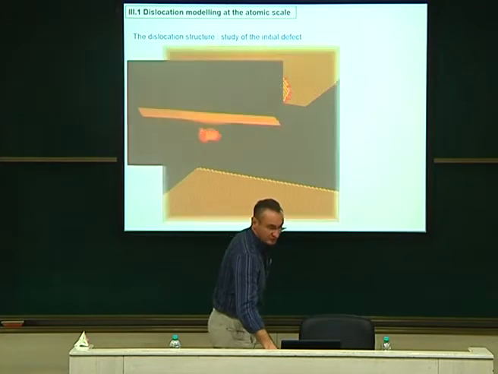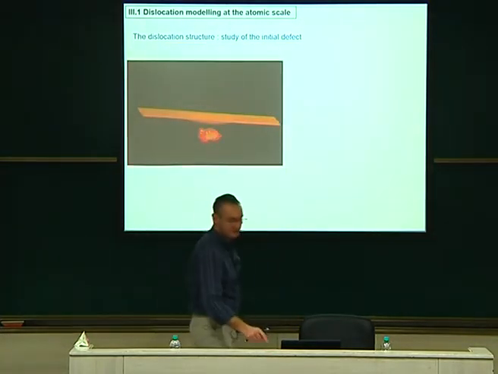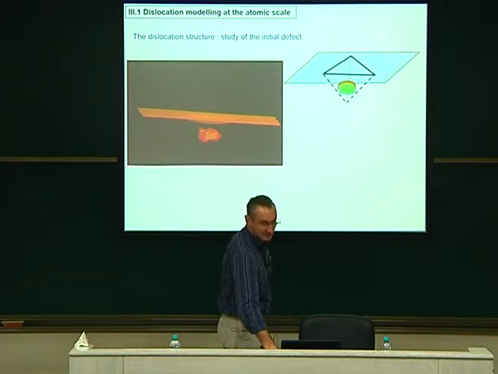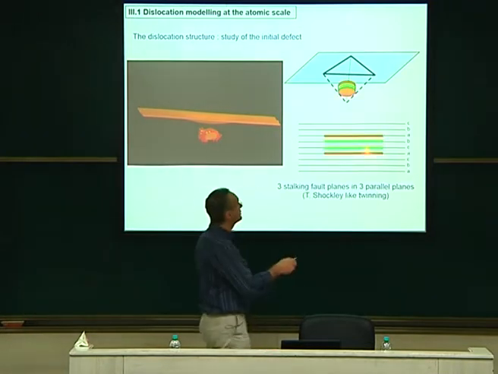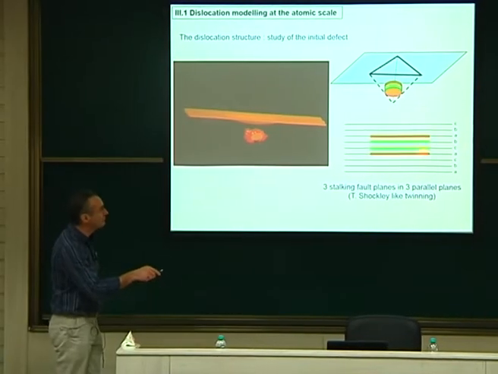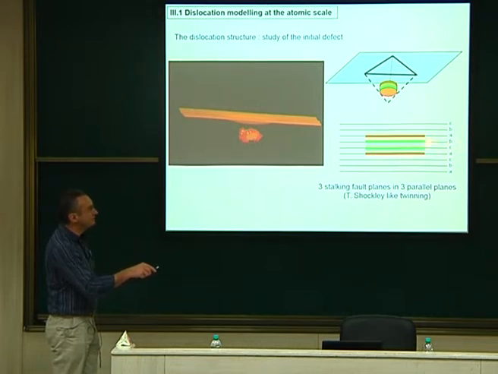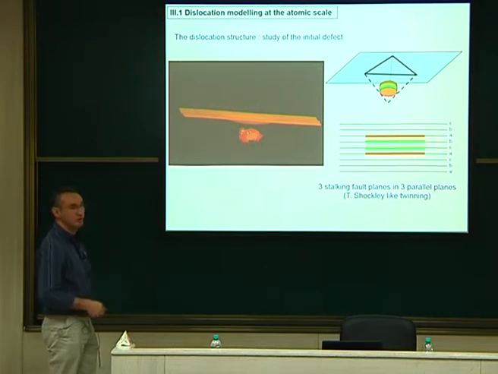Okay, if I go in details on that, I showed you that already. I can zoom on this. And this appears like that, made of 3 planes, which is like a small twin, a triple Shockley partial. So you have a partial here, another one here, and the third one here. So here you have B is missing, here A is missing, and here C is missing. So you have a triple Shockley partial.